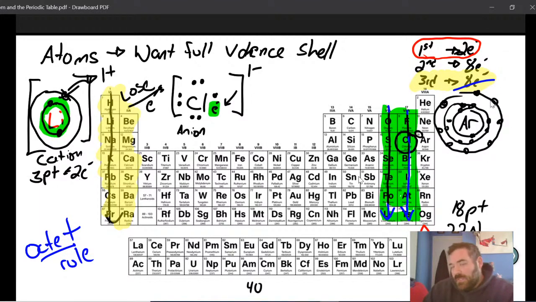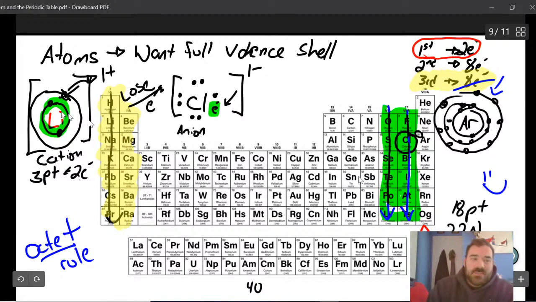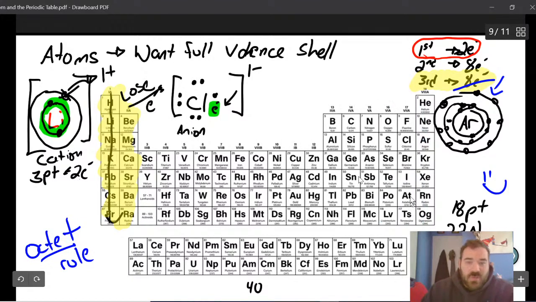It doesn't want to lose, it doesn't want to gain, because as soon as it does, it throws off its perfectly balanced shell. It's already happy. It's got all of the electrons it wants. So it doesn't need to gain nor lose. It doesn't need to become an anion. It doesn't need to become a cation. And that's why we call these the noble gases, because they're extremely stable. They do not like to react. They do not like to bond. They do not like to give electrons. They do not like to gain electrons.